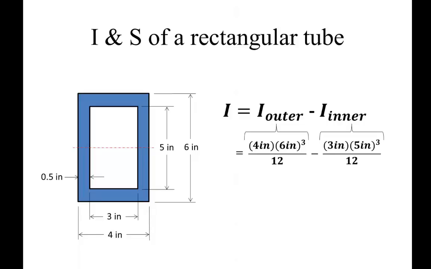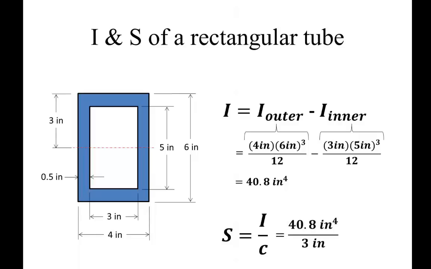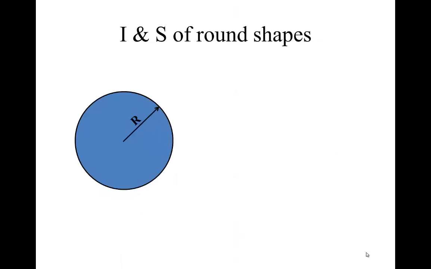We can use these dimensions to calculate I inner, 3 times 5 cubed over 12. The overall moment of inertia of the hollow tube is 40.8 inches to the fourth. The section modulus S is simply the I over C ratio. Remember, C is the distance from the neutral axis to the outermost fiber of material. An I of 40.8 inches to the fourth divided by a C of 3 inches equals 13.6 inches cubed for the section modulus. Now let's review how to calculate I and S of a round shape.